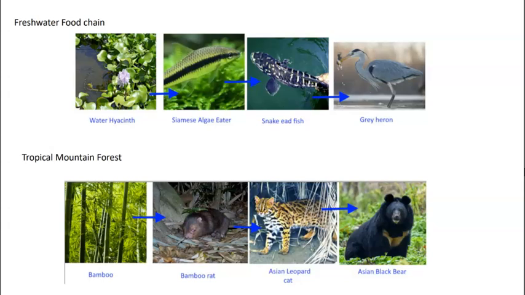So in these freshwater food chains, here we have the water hyacinth. So this is the producer doing the photosynthesis on the fresh water, eaten by the algae eating. So there's actually algae growing on these water hyacinth. This particular fish here, which is a primary consumer, eaten by the snakehead fish. That should have an H there, snakehead fish. That would become the secondary consumer. And then the grey heron may very well prey upon the snakehead fish, making it the tertiary consumer.